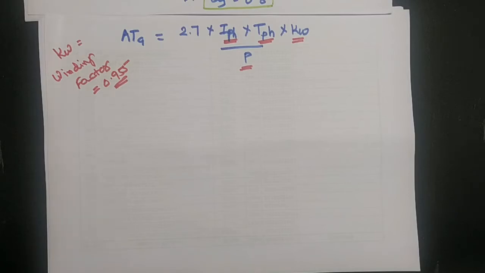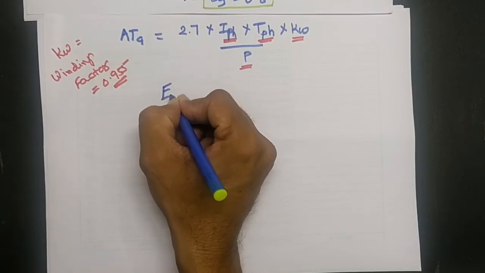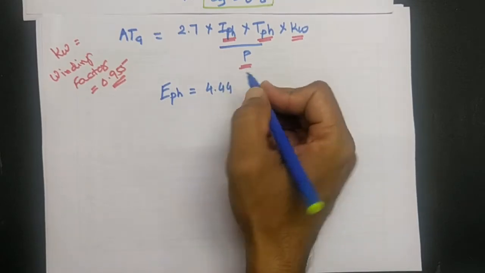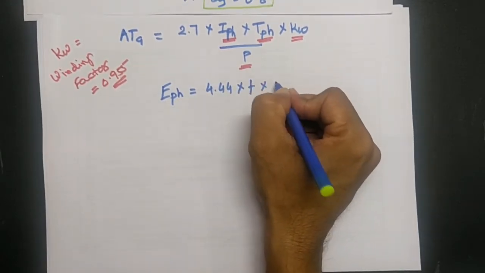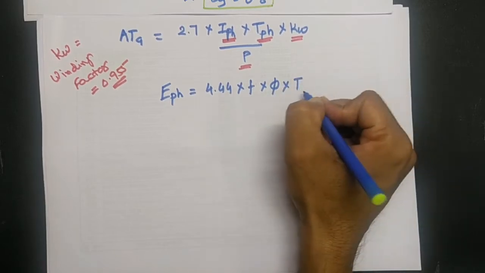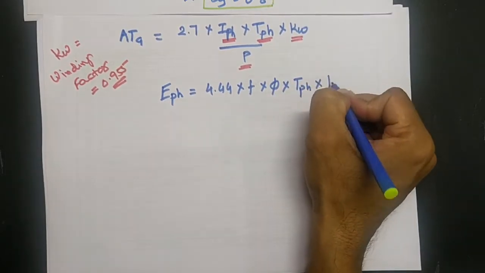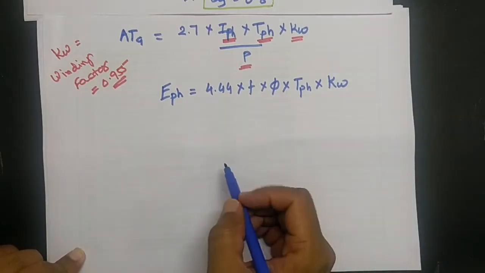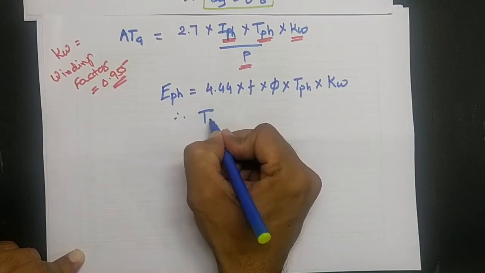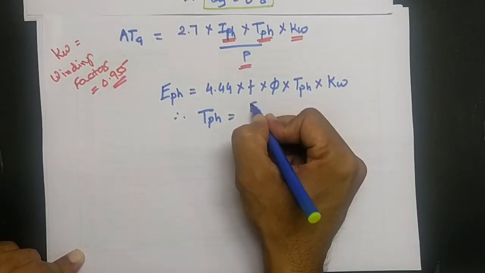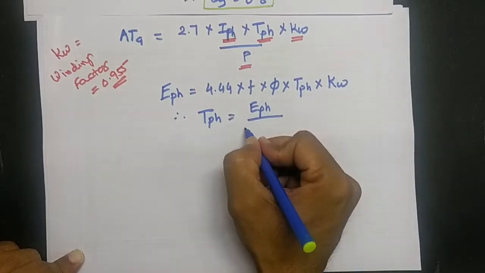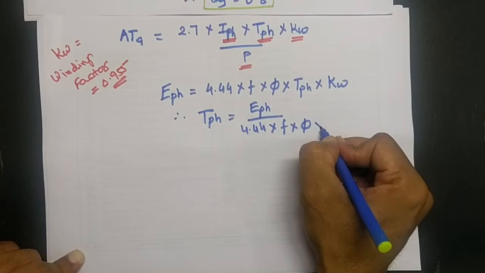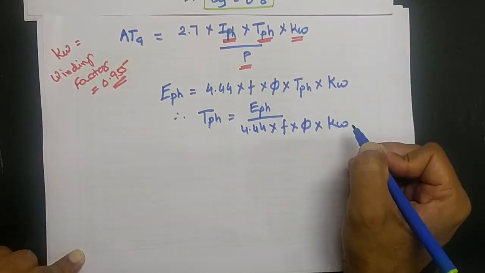Now let us start with another equation, that is EMF per phase, and we have an equation: 4.44 multiplied by F multiplied by flux phi multiplied by turns per phase and multiplied by kW. All the values are given, and based on this equation, turns per phase is EMF per phase divided by 4.44 multiplied by F multiplied by flux phi multiplied by kW.